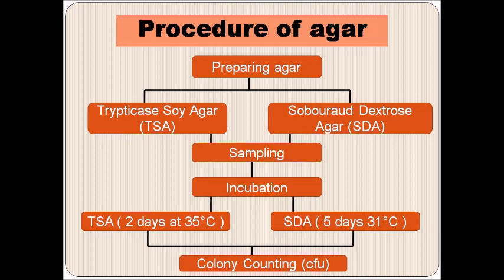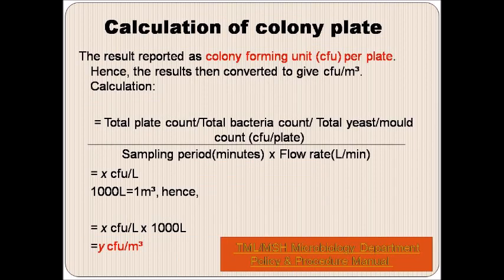Procedure of agar. Tryptic soy agar will be incubated for 2 days at 35 degrees, while Sabouraud dextrose agar will be incubated for 5 days at 31 degrees after the sampling. Then it will continue with colony counting. This is the calculation of colony per plate. Colonies that have been counted per plate are then converted into CFU per meter cube. That is the final unit for the calculation.